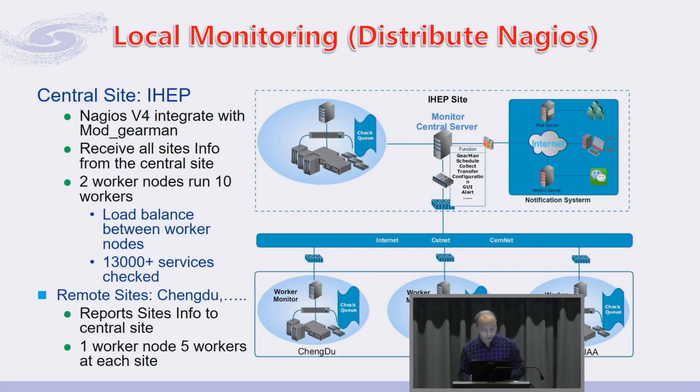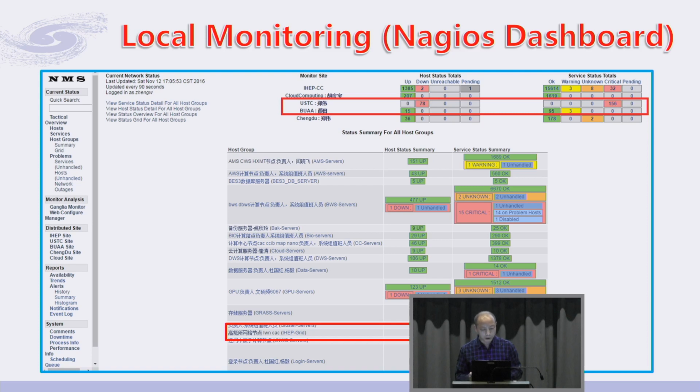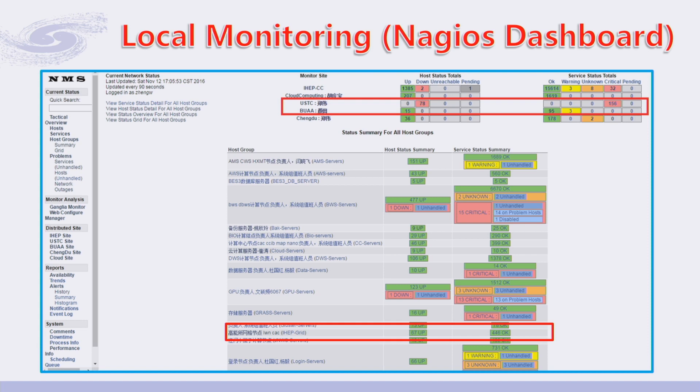And we set up our local monitoring to monitor our local site and some remote sites. This is the dashboard for our local monitoring. From here, we can look at some remote sites. This is our local site. This is a part of our grid site monitoring.